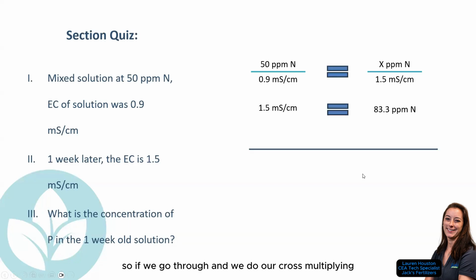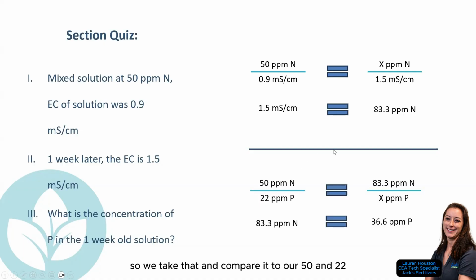So if we go through and do our cross multiplying, we have our 50 parts per million nitrogen at our known EC. We figure out what the new parts per million nitrogen would be at the new higher EC, roughly 83 parts per million nitrogen. So we take that and compare it to our 50 and 22 parts per million nitrogen and phosphorus, cross multiplied, we get 36.6 parts per million phosphorus in this week-old 1.5 millisiemens per centimeter EC solution, right? Easy.